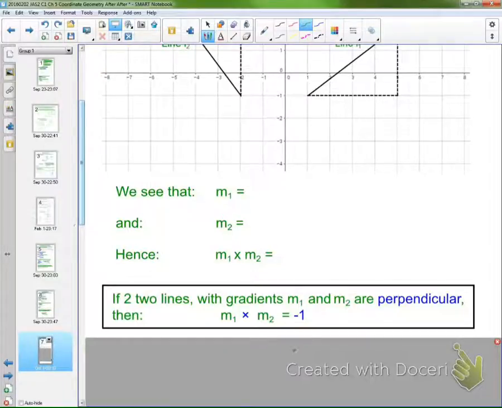So if we know one gradient, then to find the perpendicular gradient, we need to find the negative reciprocal of that. So we want to put negative 1 over that gradient, and this will give us the other one. Now let's take a look at some examples.